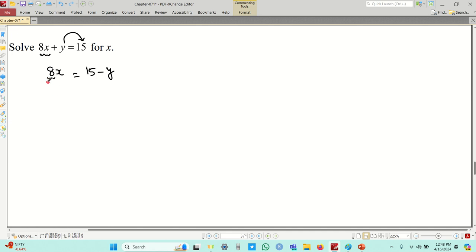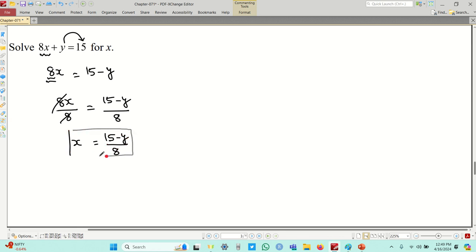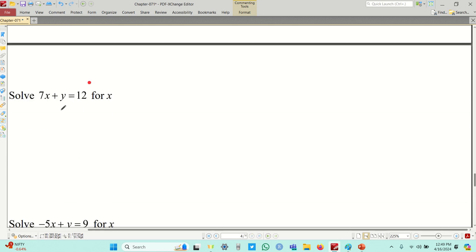Now what is the coefficient of x here? 8. So divide both sides by 8. So 15 minus y divided by 8. Now this 8 is cancelled. So what we are getting is x is equal to 15 minus y divided by 8. This is the value of x. So same, we need to find. Here the questions are very easy. Whatever they are saying, find the value of x, solve for y, solve for c, solve for whatever.